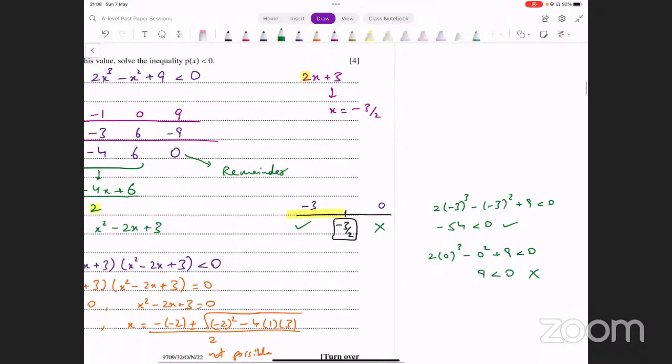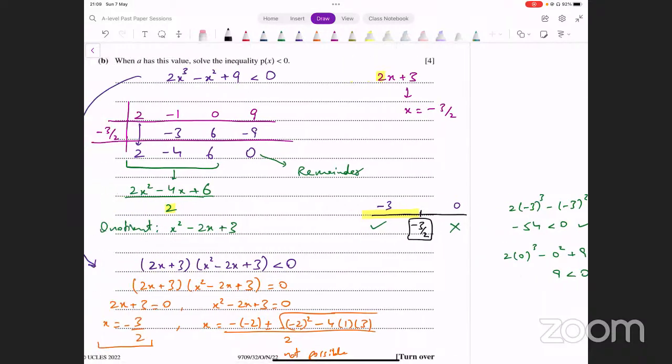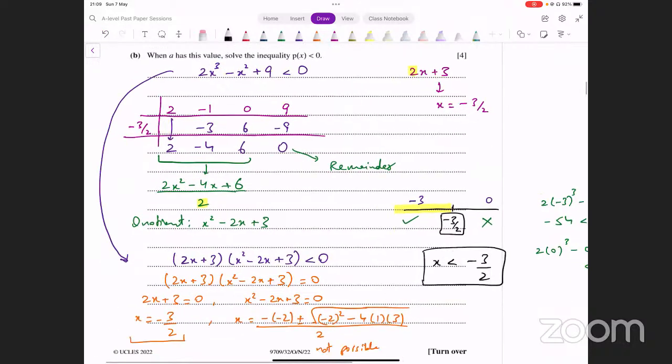So क्या मतलब? What's your final answer to this inequality? You would say x is less than -3/2 because ये left side वाला region valid है cut off point के. ये आपका final answer होना चाहिए यहाँ पे, x less than -3/2.